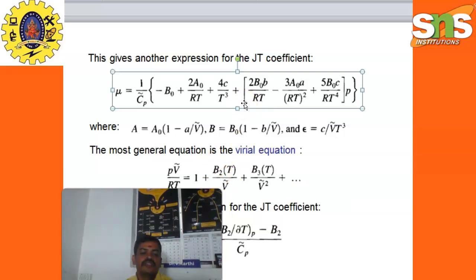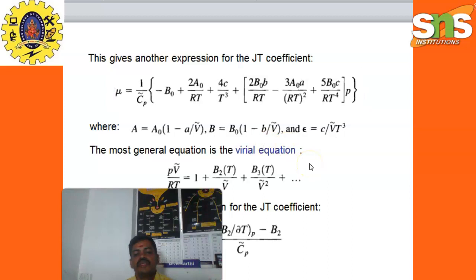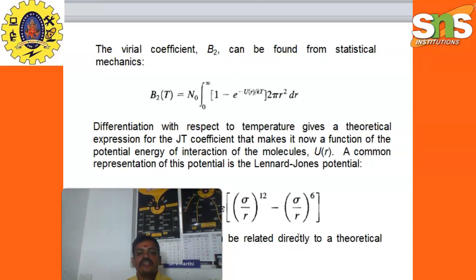These are the equations. The most general equation is the virial equation, PV divided by RT equals 1 plus B2 divided by V plus B3 divided by V squared, which yields an expression for the Joule-Thomson coefficient. We can write this as mu is equal to a divided by Cp minus V2. The virial coefficient B2 can be found from statistical mechanics.